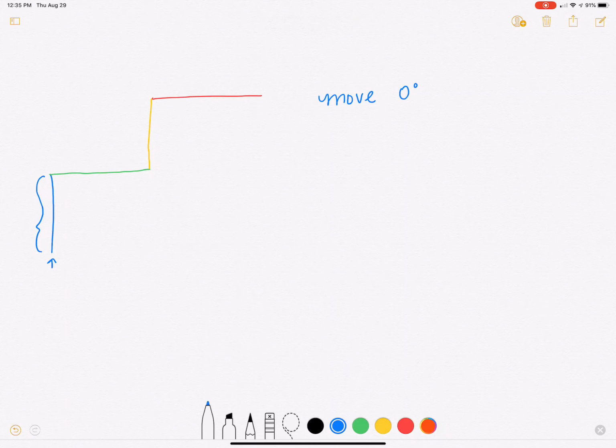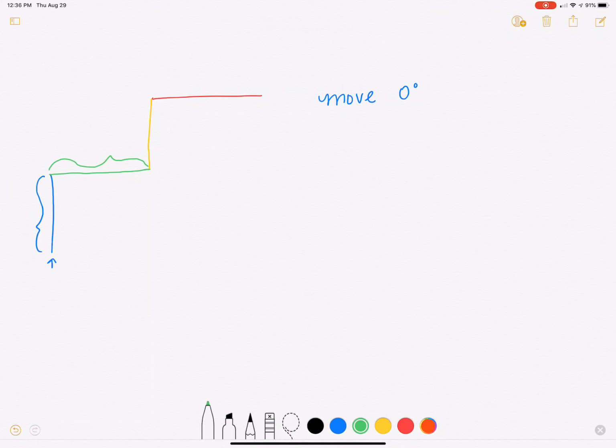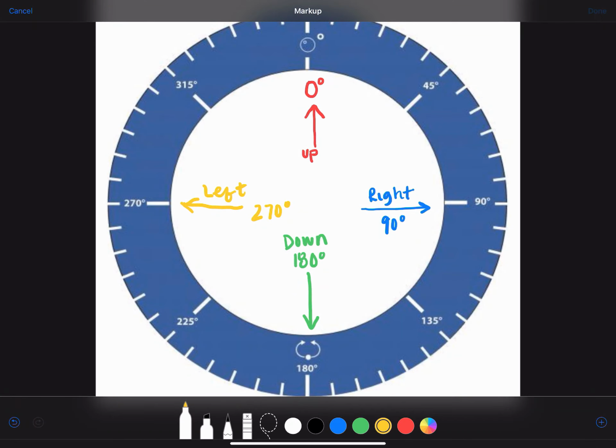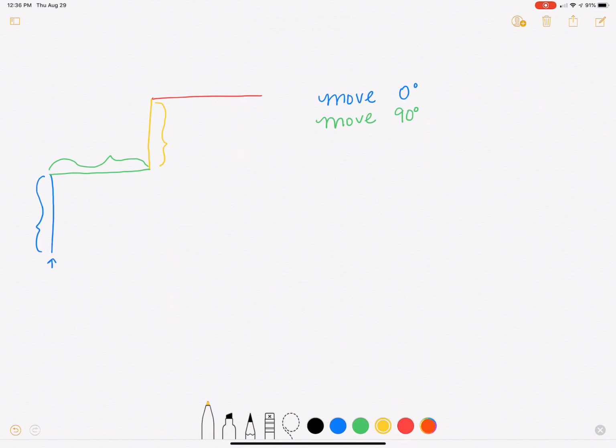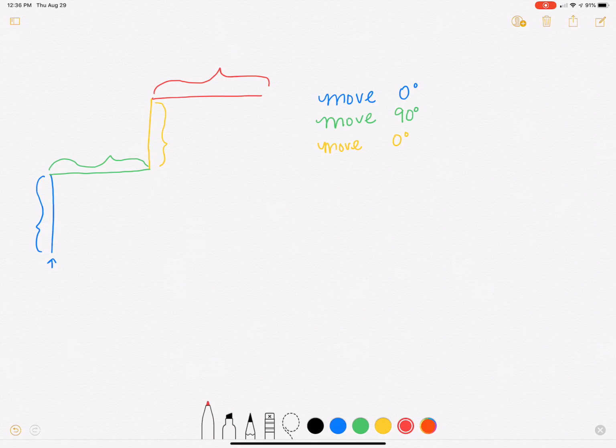And now we have to go to the green function, which is moving to the right. And we know that moving to the right is the equivalent of traveling at 90 degrees. Now we're looking at the yellow function, and we have to move up again. So since it's the same as before, we know it's going to be 0 degrees again. And now at the red function, we have to move to the right again, which is moving 90 degrees.